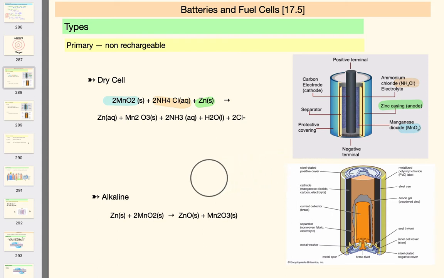Likewise, the dry cell has no liquids, hence the name dry cell, to state the obvious. There are also alkaline batteries that do not have liquids, and you can see the diagram on the right there. It's a reaction of zinc and manganese dioxide.